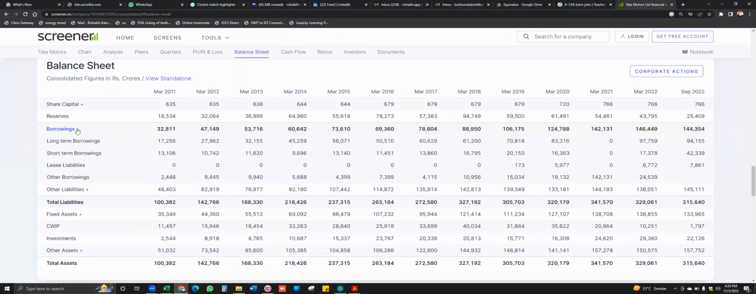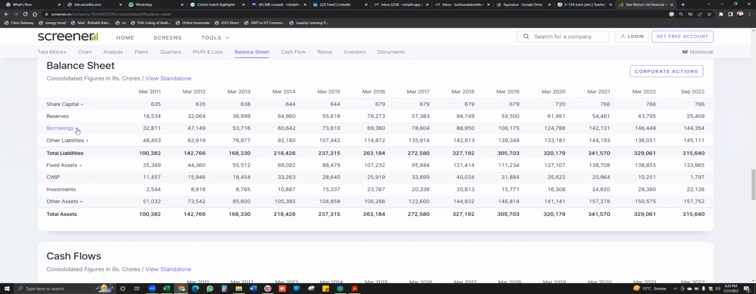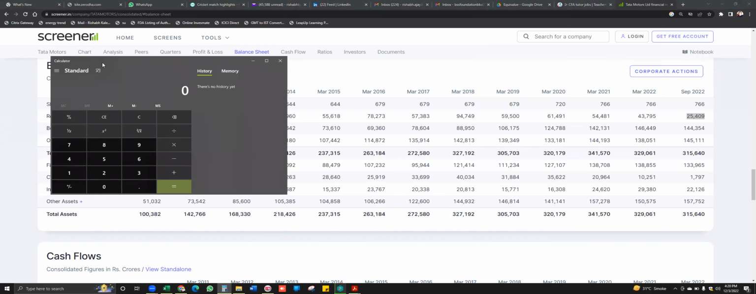Total borrowings is 144. And this is your equity, okay, 766 plus 25,409. So your total equity is how much? 766 plus 25,409. So 26,175 is your equity. And your debt is 144,354. Can you find debt to equity?